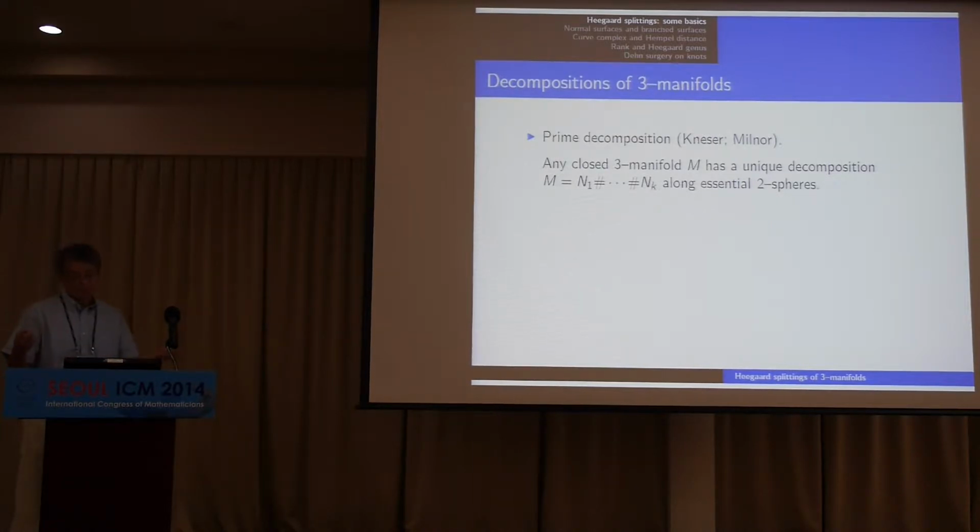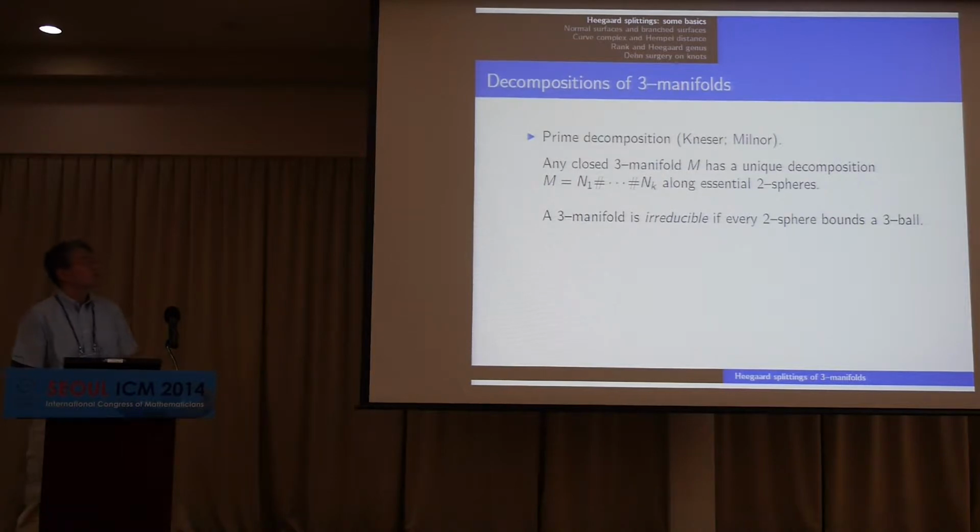again we have two three-manifolds. In each three-manifold you delete a three-ball, you get a manifold with sphere boundary, then you glue the boundary spheres together, and you get another three-manifold. So this operation generates a lot of new three-manifolds. And the sphere you glue along is usually an essential two-sphere in this three-manifold. So for a general three-manifold, you have a unique decomposition of this type.